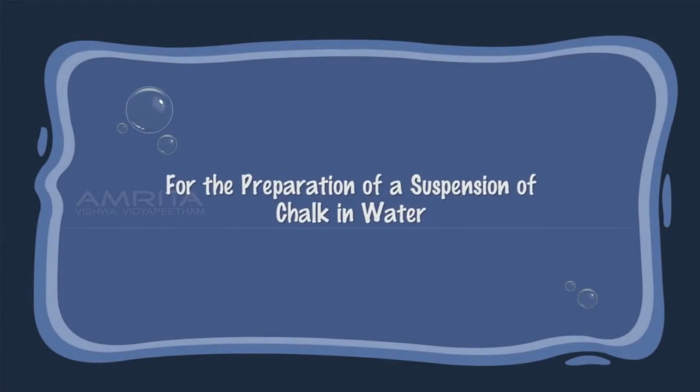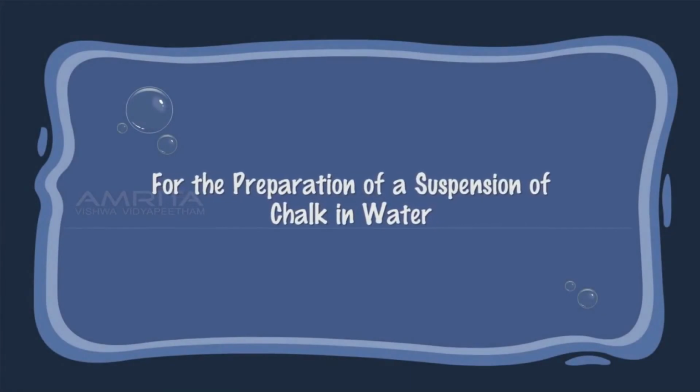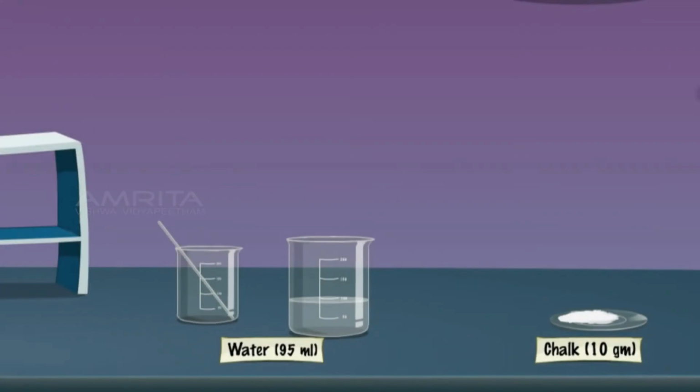For the preparation of a suspension of chalk in water, add 10 grams of fine chalk powder in a 250 ml beaker containing 95 ml distilled water. Then stir the solution using a glass rod.